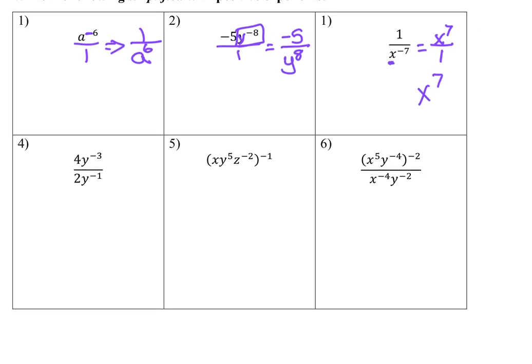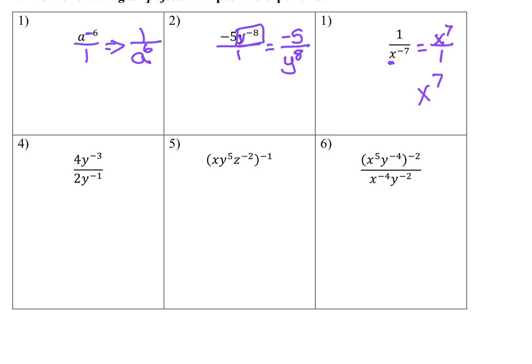Alrighty, so we want to simplify these, so this gets a little bit more complicated. So we have 4 over 2 and y to the negative 3 and y to the negative 1. I teach this almost different every year. It's whatever's easier for you. I'm going to teach it this way, and then in class maybe we'll go over another way that maybe will be easier, whatever.